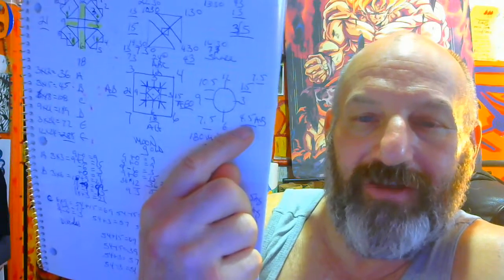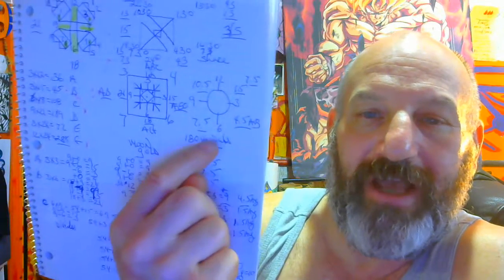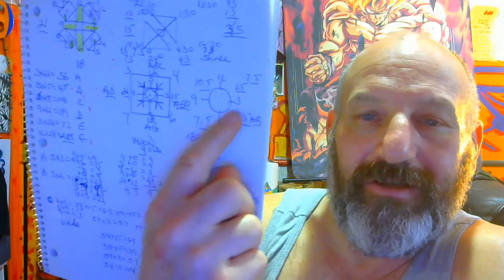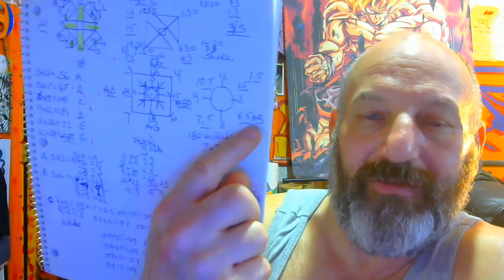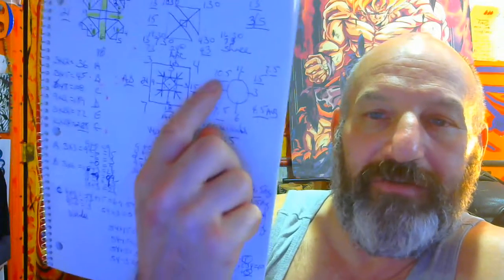4.5 average. It's not a 4.5 average, but it shows 4:30. But the average is 4.5. The 6 and 3 is 9. The average is 4.5. 6 and 9 is 15. The average is 7.5. 9 and 12, the average is 7.5.